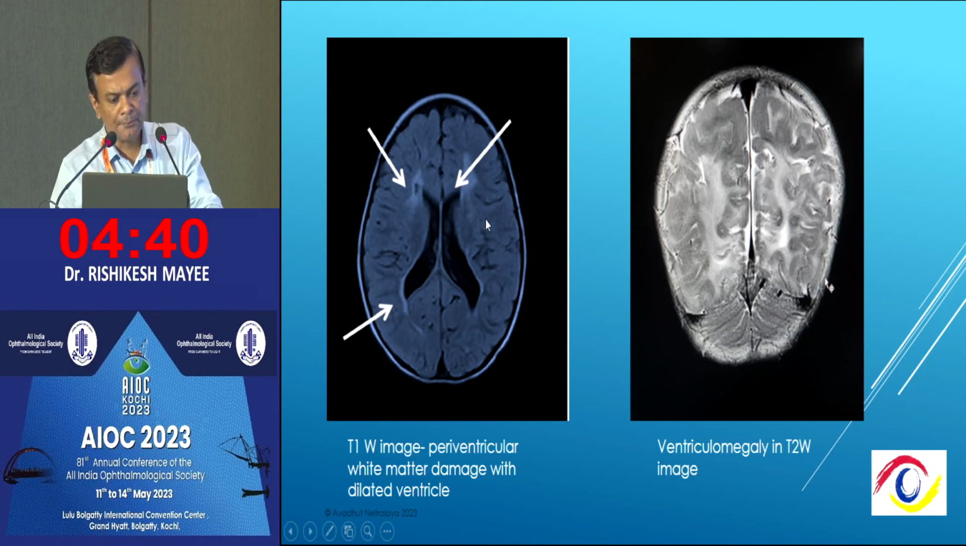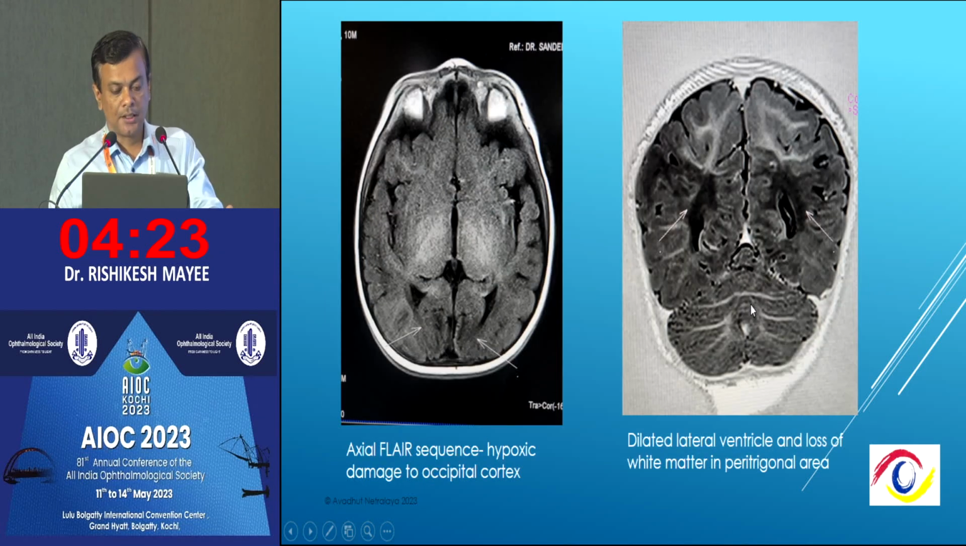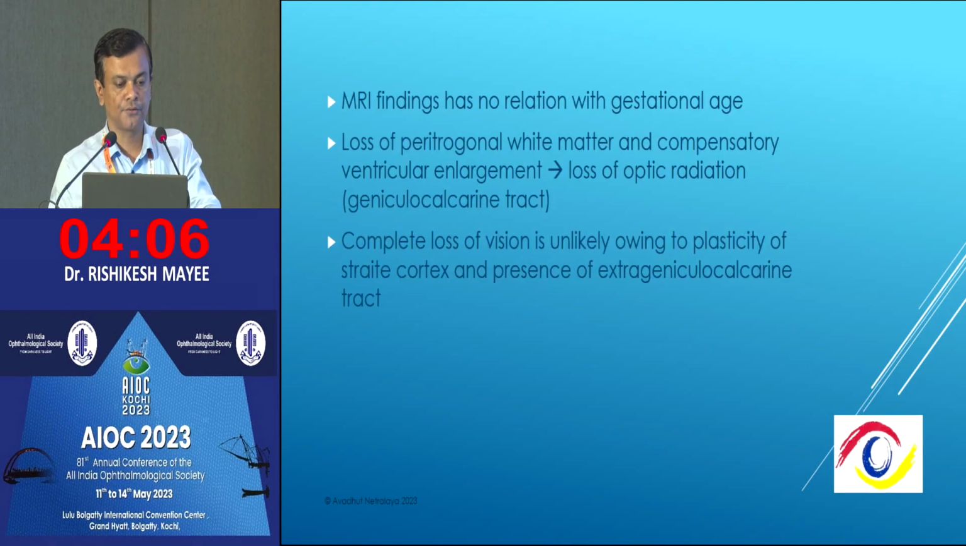So coming to a few more cases, whenever there is a loss of the white matter in the periventricular part, there can also be ventriculomegaly. That space will be filled with CSF, and the ventriculomegaly can also be seen in the T2 weighted image. The important part is the peritrigone. The trigone is the posterior part of the lateral ventricles, from where the optic radiations usually pass. So you can see that there is damage to the optic radiations, which definitely indicates either a visual field defect or a reduction in the visual acuity of these patients.